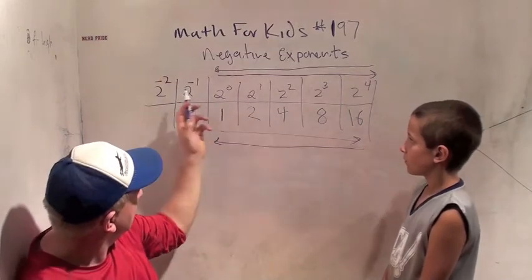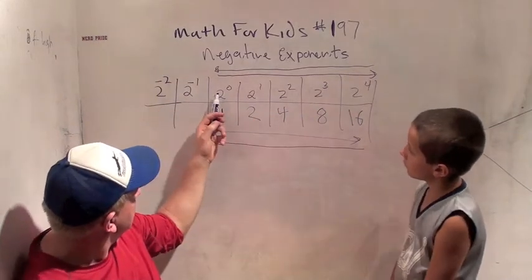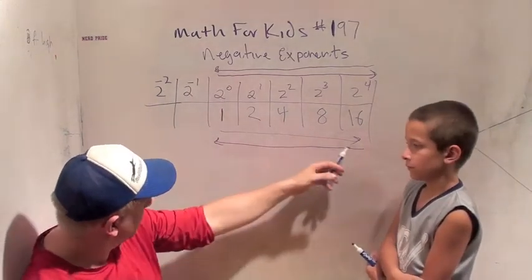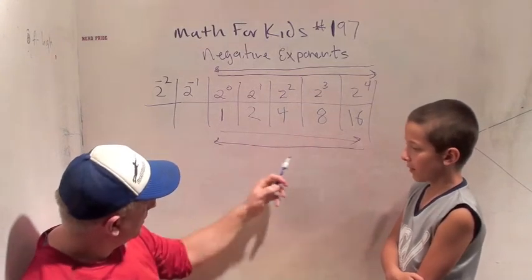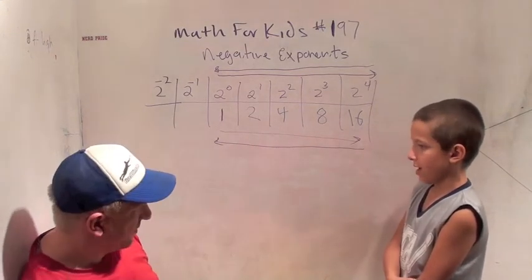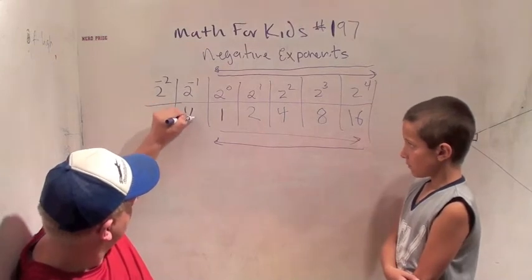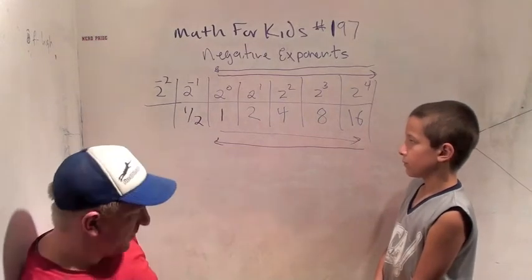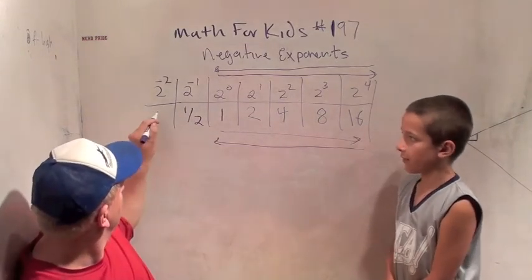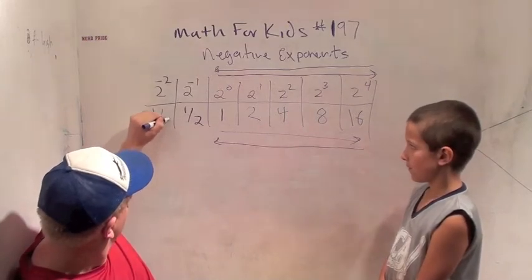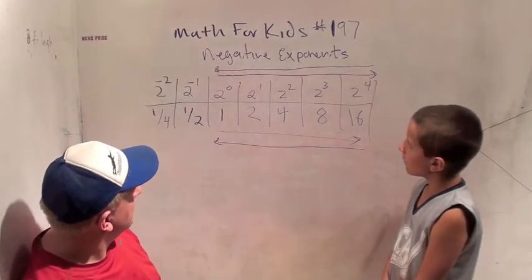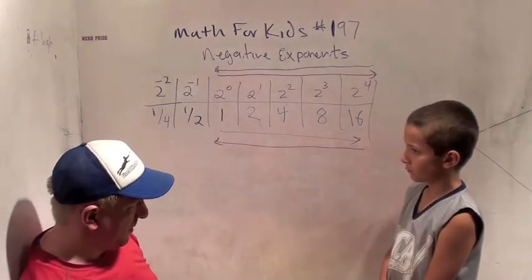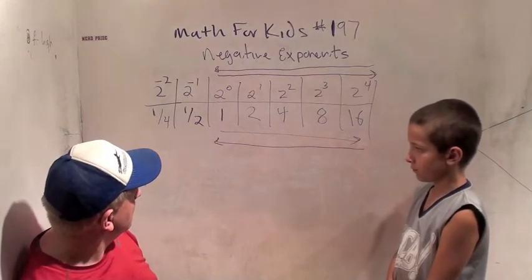If this pattern continues, when we go this way the powers decrease by 1: 0, minus 1, minus 2. We keep decreasing by 1. What happens to these numbers? They divide by 2. So what do you think should go here? A half. Why should 2 to the minus 1 be a half? Because 1 divided by 2 is a half. How about 2 to the minus 2? A fourth, because a half divided by 2 is a fourth. So according to our pattern, 2 to the minus 1 is a half.